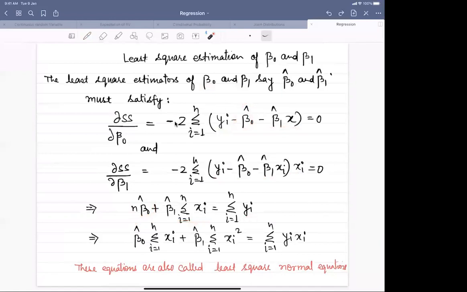So we have taken yi to the other hand side. Similarly, from the second equation, beta naught cap summation over i from 1 to n xi plus beta 1 cap summation over i from 1 to n xi square.